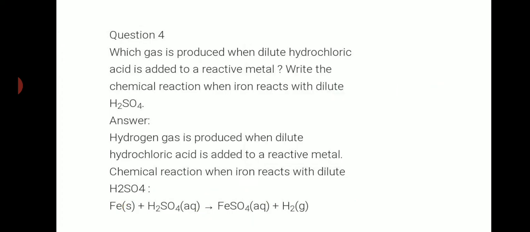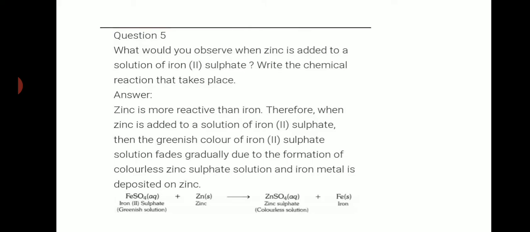Okay, let's move on to the next one. What would you observe when zinc is added to a solution of iron sulfate? And write the chemical equation. Okay, so zinc is more reactive than iron. Therefore, when zinc is added to a solution of iron sulfate, what happens? It displaces iron. The color of iron sulfate is green, that fades gradually due to the formation of colorless zinc sulfate solution and iron metal deposited on the zinc. Very easy.